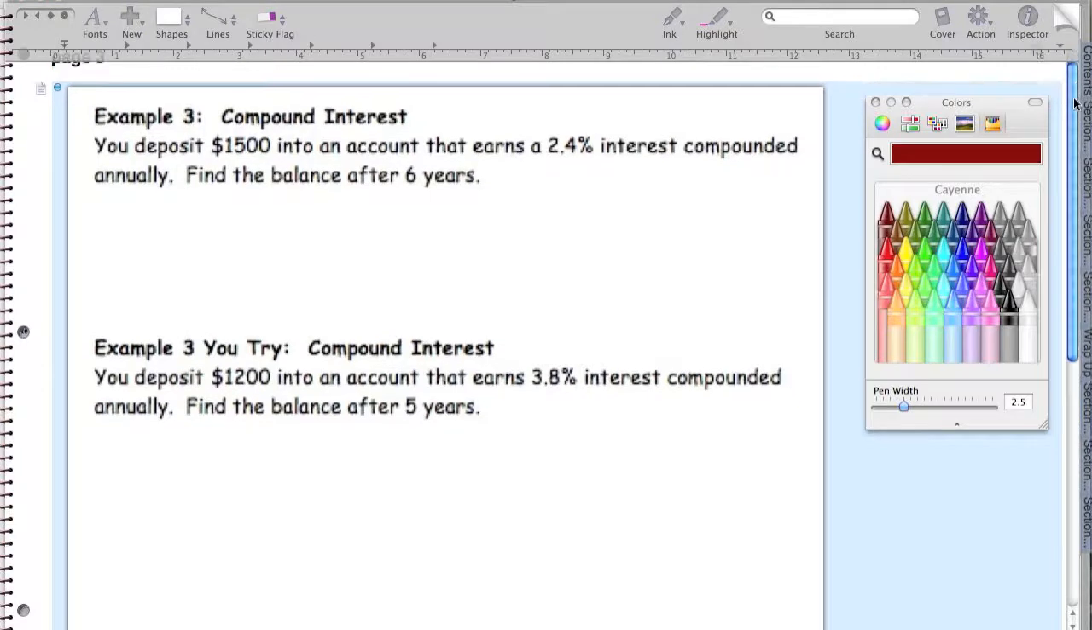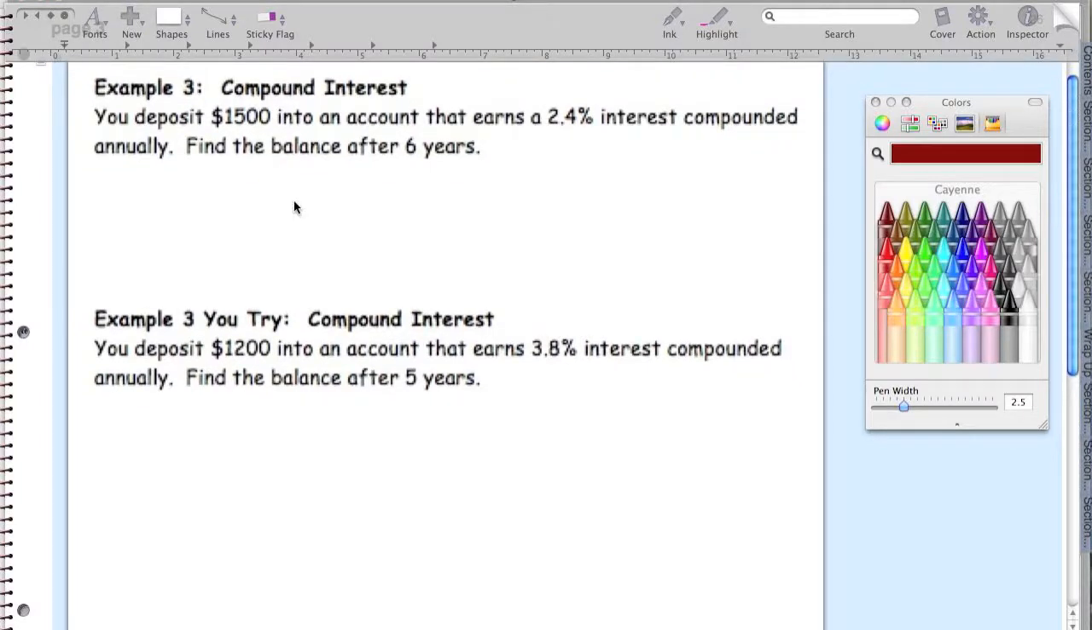So let's try a problem, and your calculator will be very helpful with solving these problems. We only have 2 left. Compound interest. You deposit $1,500 into an account that earns a 2.5% interest compounded annually. So that's the formula we're going to use here. Find the balance after 6 years. Okay, so compounded, even though it says balance, we're talking about compounded. That's important. So it's B equals P times 1 plus R raised to the T.